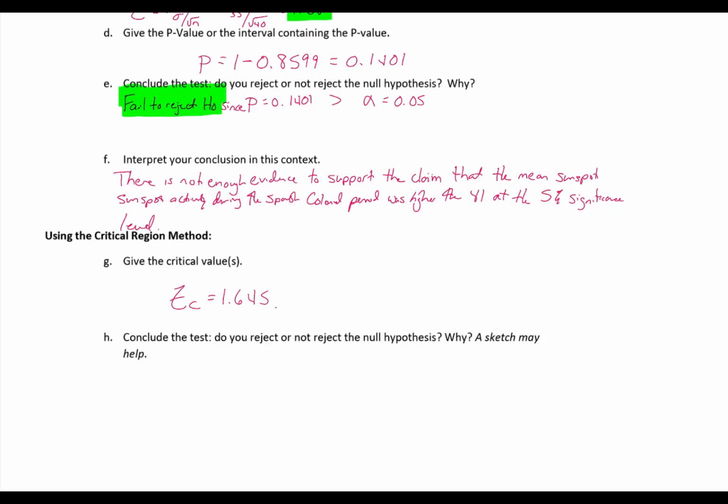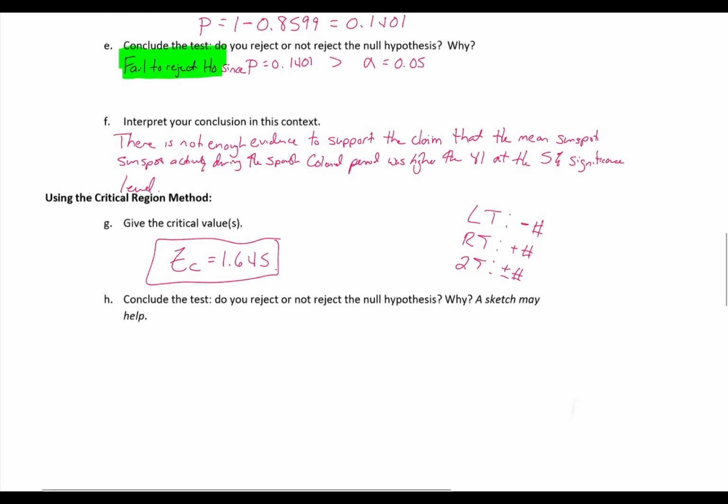If you're doing a left-tailed test, you're always going to end up with a negative critical value. Or I shouldn't say always, but the majority of the time, so left-tailed test will usually be a negative number for the critical value. Right-tailed test will usually be a positive number, and a two-tailed test is going to usually be both positive and negative number. So in this case, we're doing a right-tailed test. We end up with a positive number.